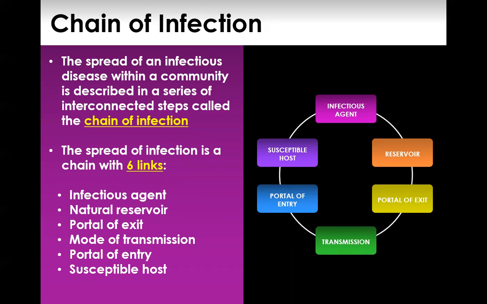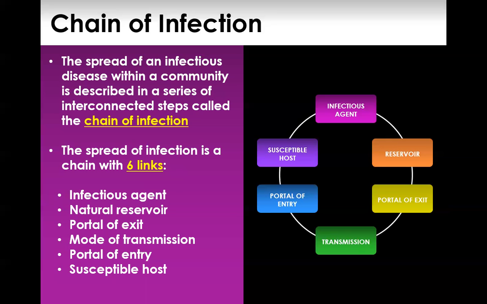When we think about the spread of an infectious disease, it's like a circle formed by links of a chain. As a nurse, I know that if I break any of the links of this chain of infection, I will not be infected and my patient will not be infected. So here are the links. The infectious agent, the pathogen that is actually causing the illness; the natural reservoir, where this pathogen hangs out; the portal of exit, how the pathogen gets out.